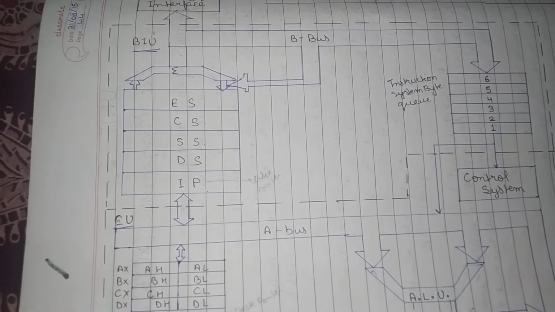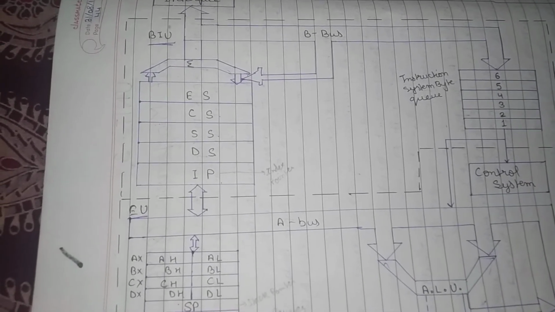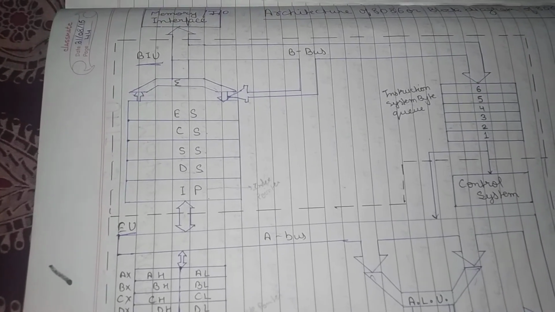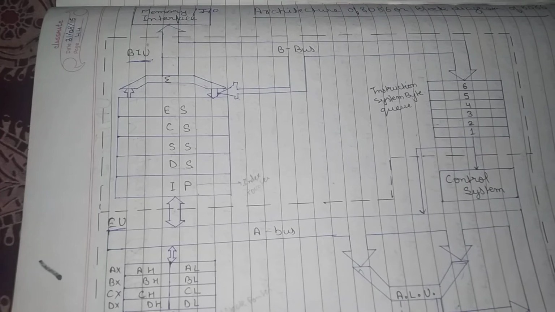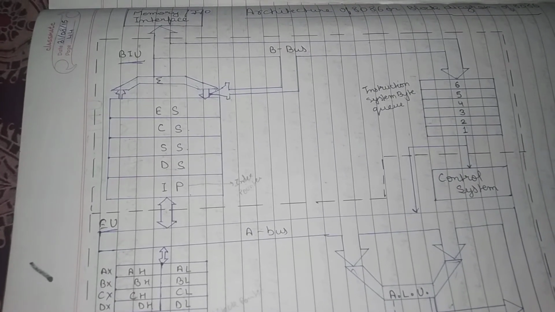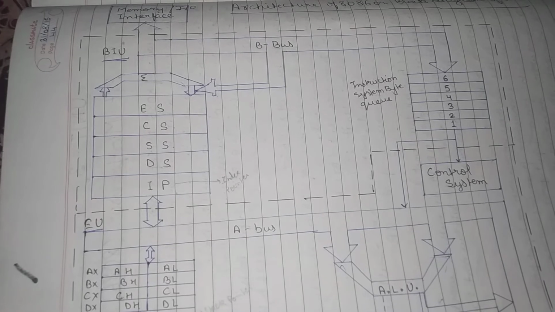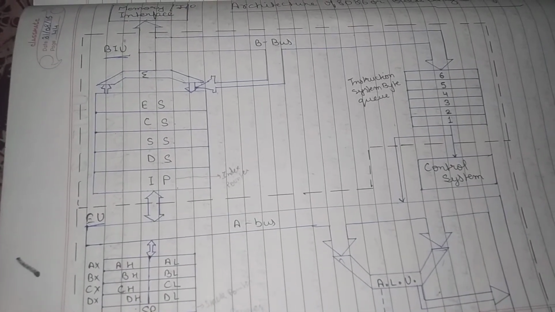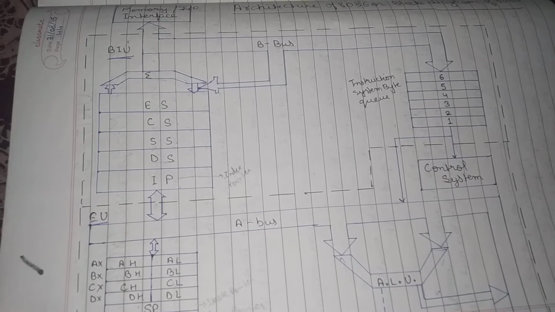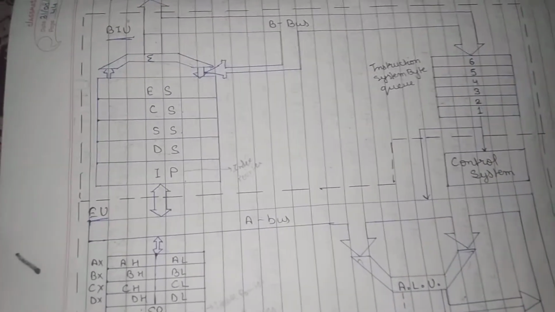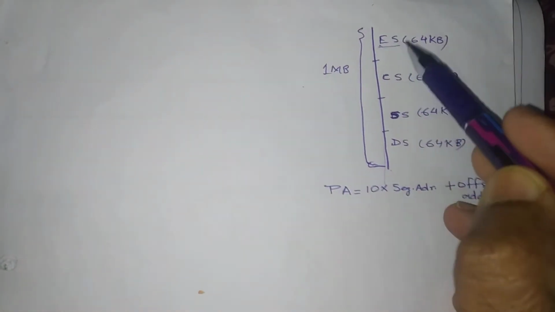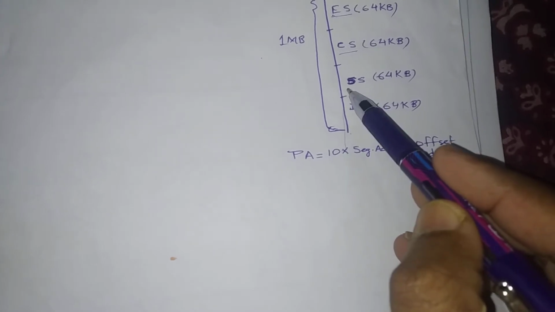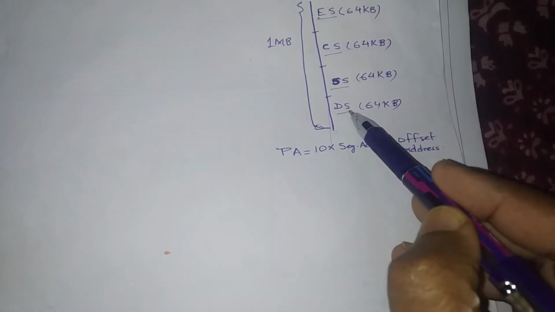In short, as we know, in 8086 the total memory address range is 2 to the power 20. That is, 1 megabyte of memory can be accessed in the 8086 microprocessor. This 1 megabyte of memory can be divided into 4 segments of 64 kilobytes each. Suppose this is our 1 megabyte of memory, divided into 4 segments. This is called ES, that is extra segment. This is the code segment, this is the stack segment SS, and this is the data segment DS.